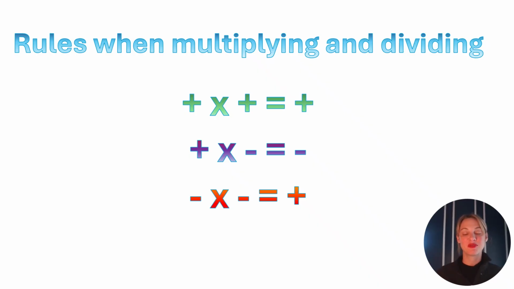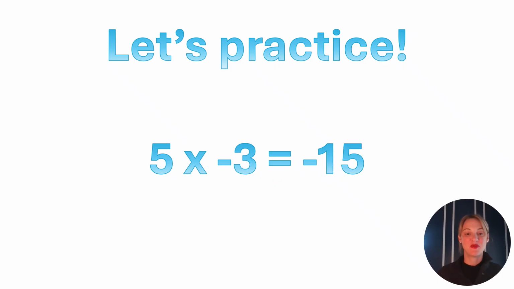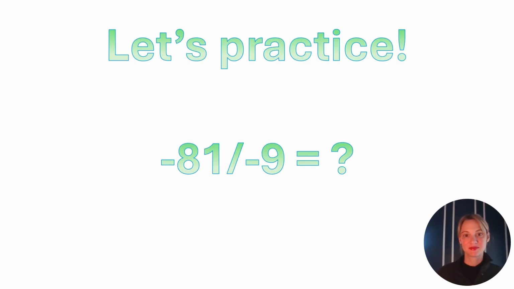And don't worry, we're going to go through a couple of examples. In our first example, we have 5 multiplied by -3. It doesn't matter if the first or the second number is negative. If we have one positive and one negative, the answer is going to be negative. So 5 multiplied by -3 is going to equal -15. If that was -5 multiplied by +3, the answer would still be -15.